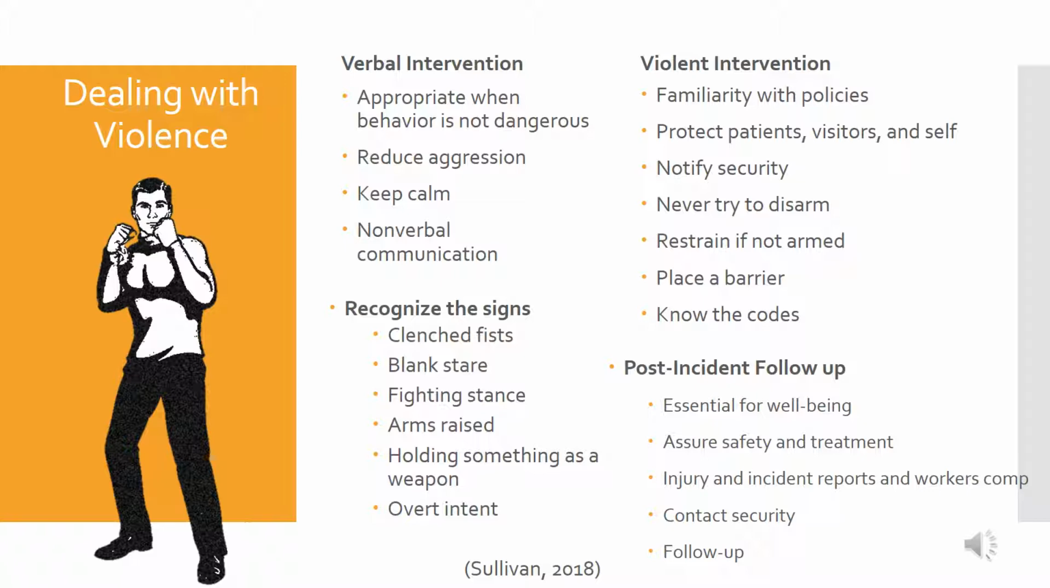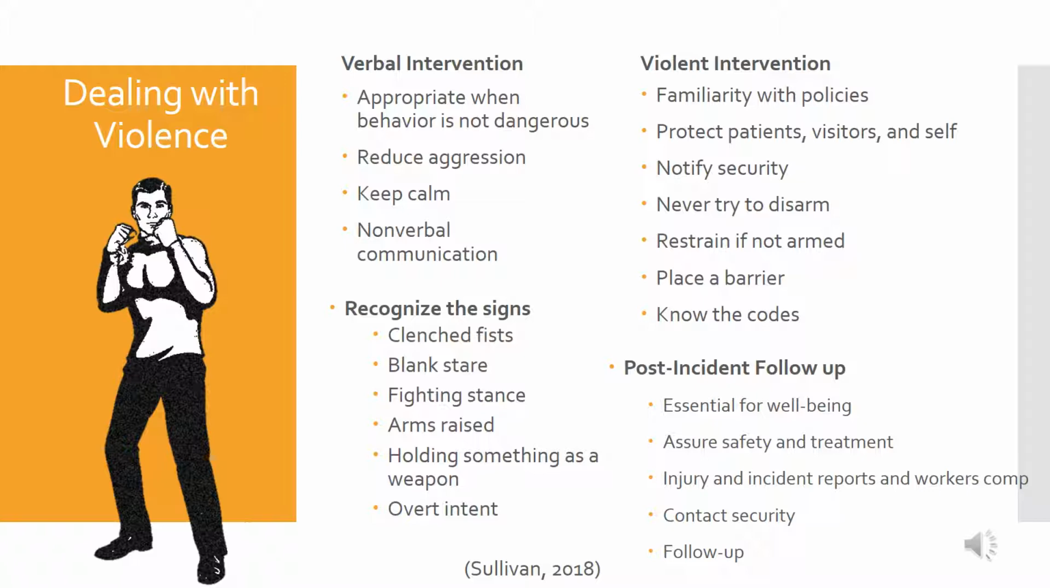These signs include things such as clenched fists, a blank stare, a fighting stance, which is pictured to the left, arms raised in a fighting position, standing close or advancing towards you, holding anything that can be used as a weapon, such as a pen, a heavy object, or an actual weapon, or intentional statements.